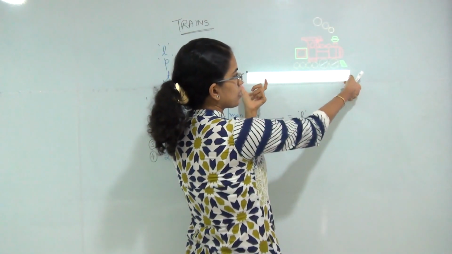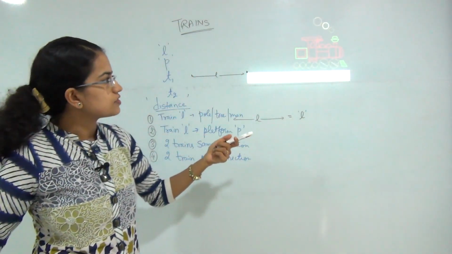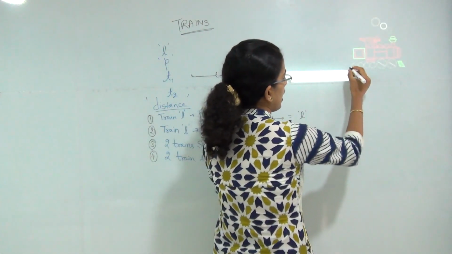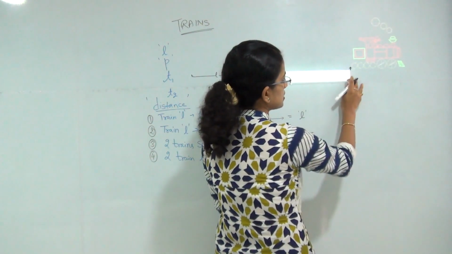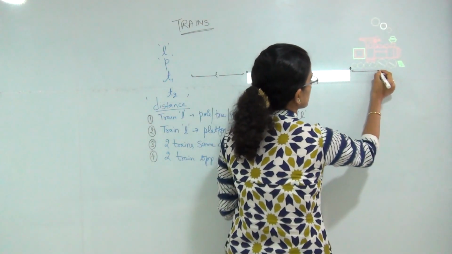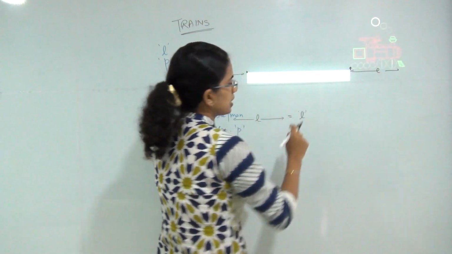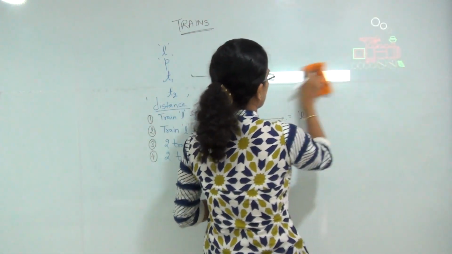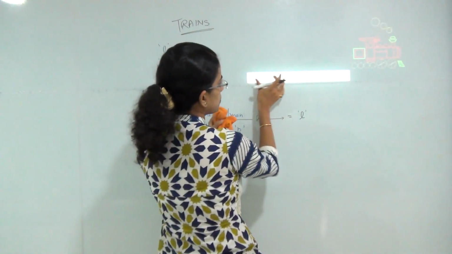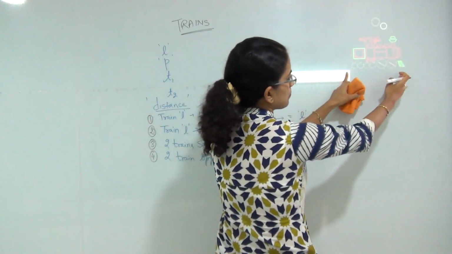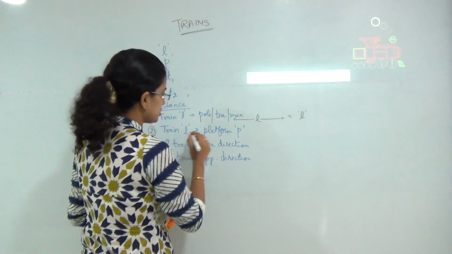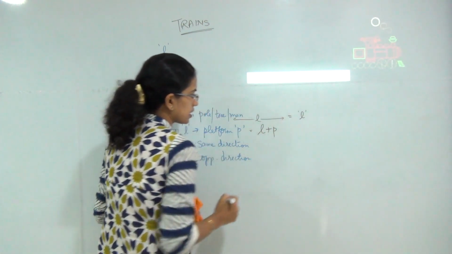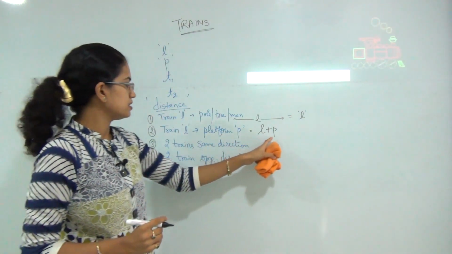And now in the last figure you will see the train has moved and the tail of the train is touching the platform. So this is again the length. So in this case we can say the total distance covered is equal to the length of the platform and the length of the train. So the total distance here would be length of the platform plus length of the train. So that's L plus P.